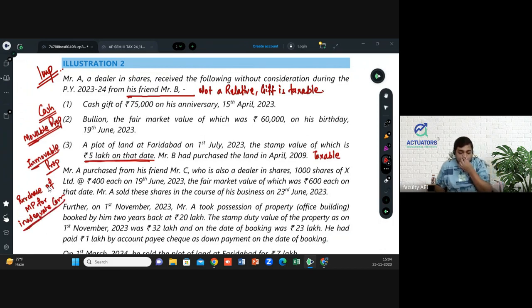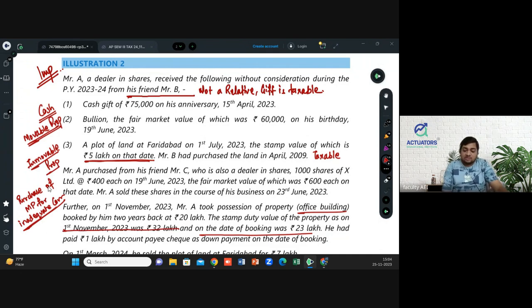Further on 1st November, he took possession of property. This is an office building booked by him 2 years back at 20 lakh. The stamp duty value as on 1st November was 32 lakh, and on the date of booking was 23 lakh. He had paid 1 lakh by account payee as down payment on the date of booking. So if part performance is done, the stamp duty value on the date of booking will be considered, right? Not on the date of registration, right?